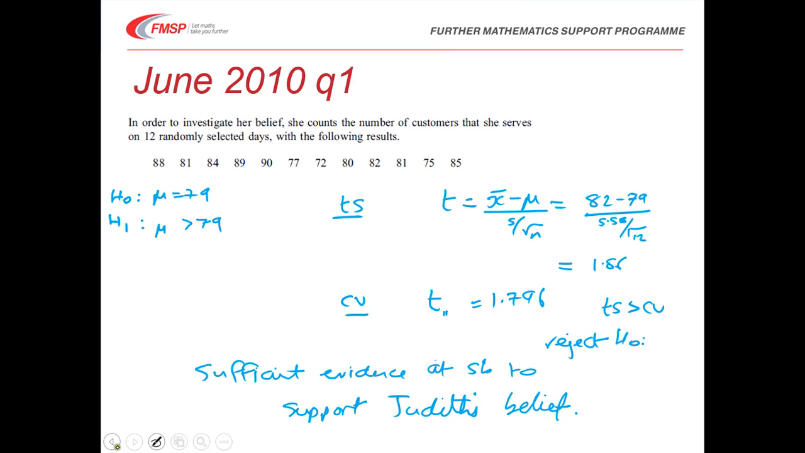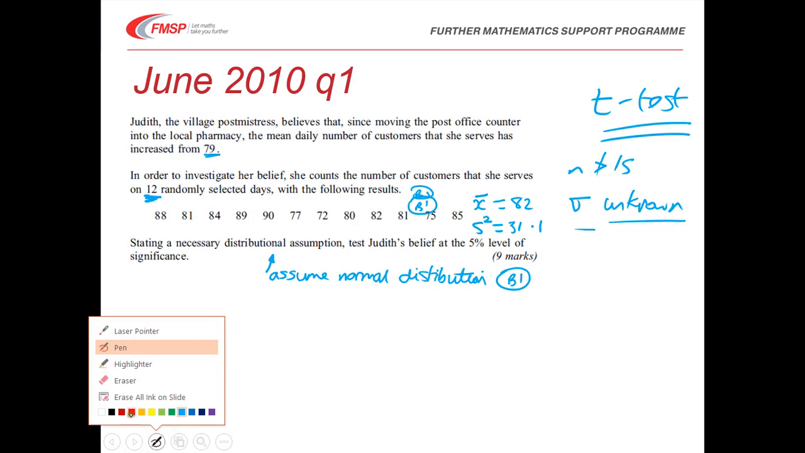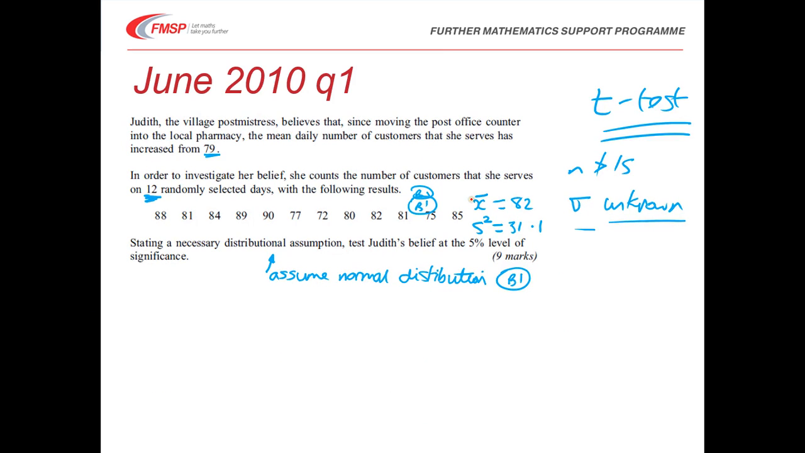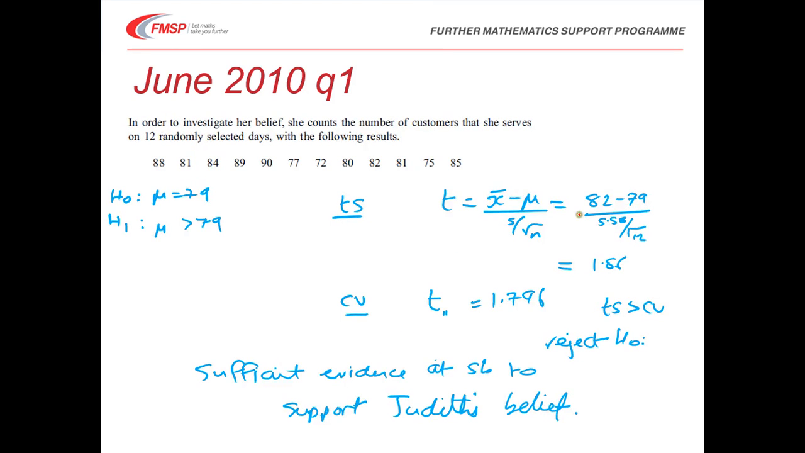Okay, so let's look at how this is marked. So what are we going to get? So we've already talked about the B1, B1, B1. You're then going to get M1, A1 for your test statistic. You're going to get B1 for your critical value. You're going to get A1 for rejecting H0, and an explain mark for doing it in context.